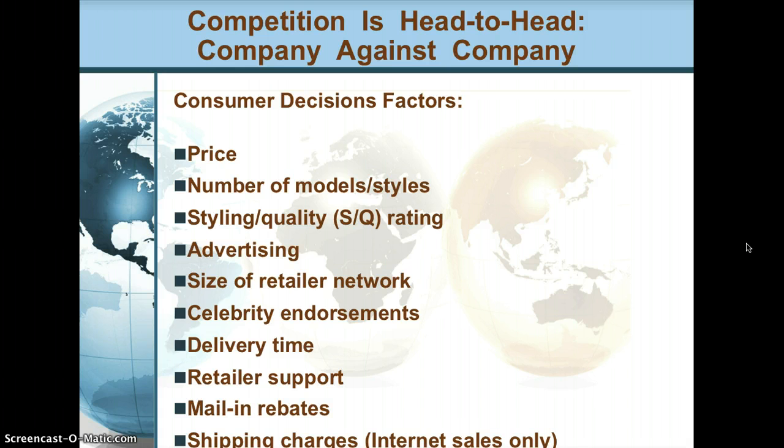And within those industries, it's head-to-head competition among those companies to persuade consumers to buy their brand of athletic footwear based on these 10 factors: price, the number of models and styles, the style quality or SQ rating, advertising, the size of retailer network you establish, whether you have celebrity endorsements or not, delivery time, retail support, mail-in rebates, and shipping charges, which apply to internet sales only.